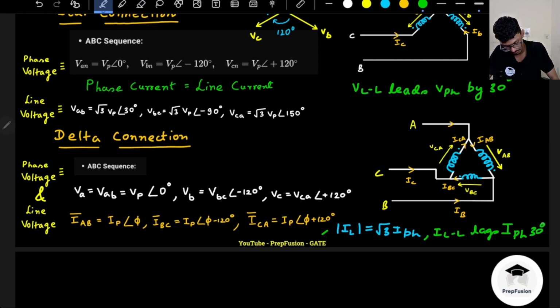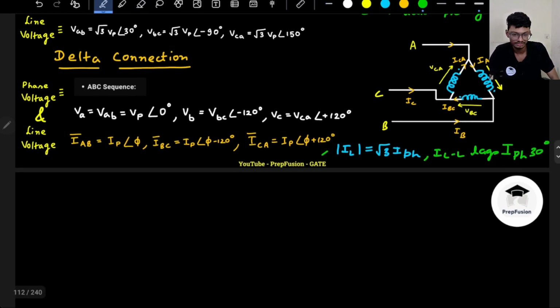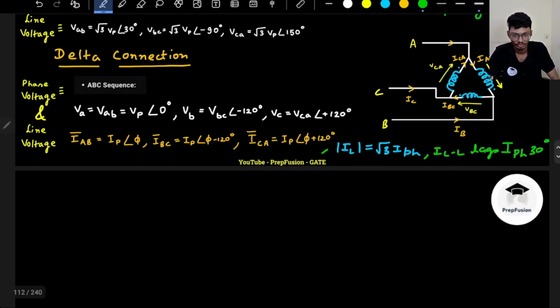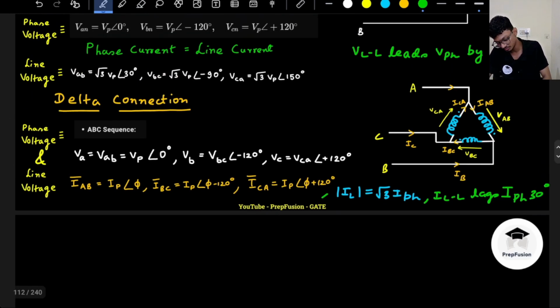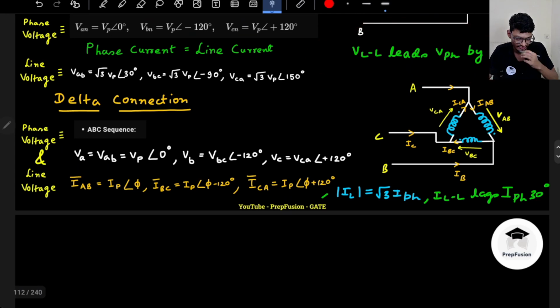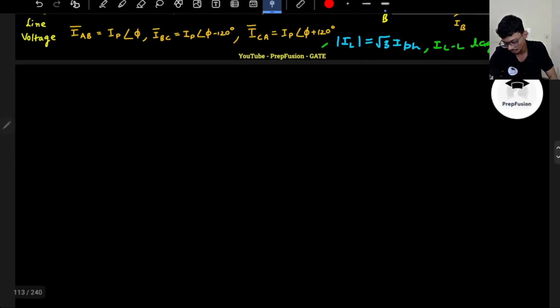Okay, these are the things that you have to keep in mind. Got it? So these are mainly two things. One thing is this: the line voltage leads the phase voltage by 30 degrees. The line current lags the phase current by 30 degrees. Got it?